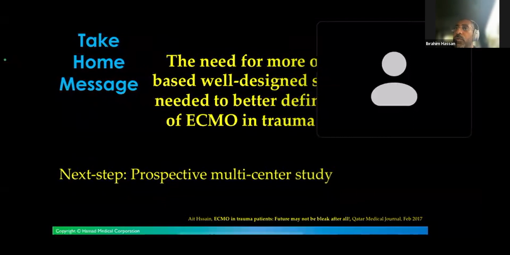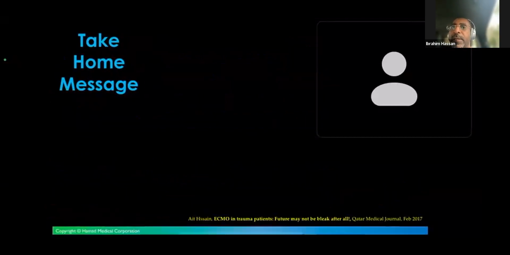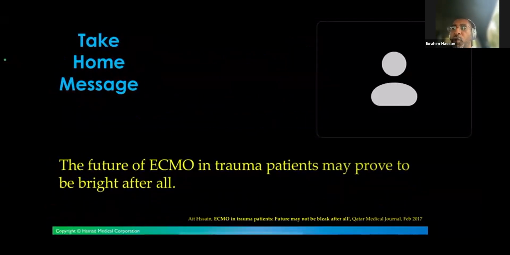We need to have more data to understand who will benefit. And that takes us to the next step, and I think the next step should be a prospective multi-center observation followed by a randomized clinical trial. And we need to get the trauma centers who do ECMO working together to get more patients and try to study and identify and learn more about these patients and see who will benefit from that. And the future might prove to be bright after all for ECMO and trauma.